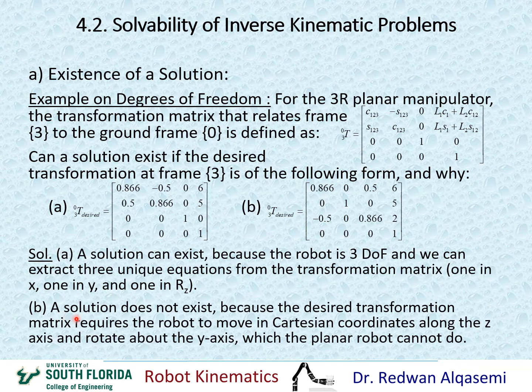So for part B, a solution does not exist because the desired transformation matrix requires the robot to move in Cartesian coordinates along the z-axis. And the rotation also is about y instead of about the z-axis. All right, so this apparently is not something that we can solve using this transformation matrix.